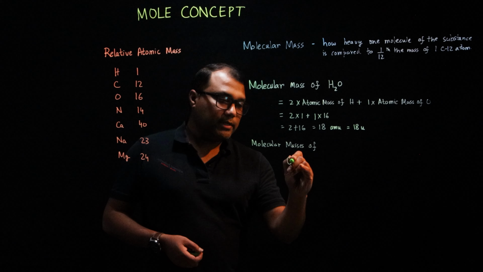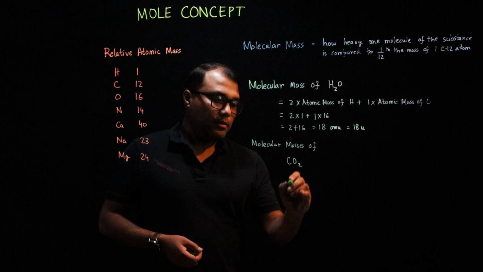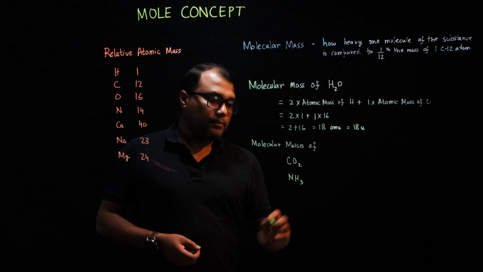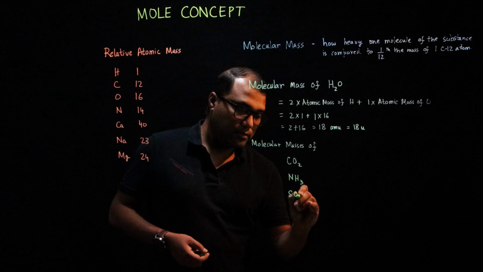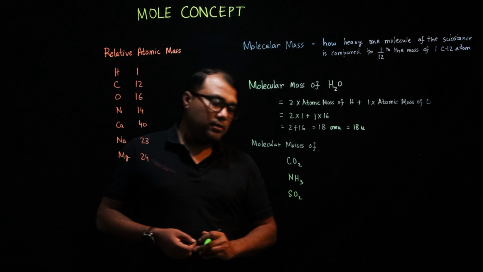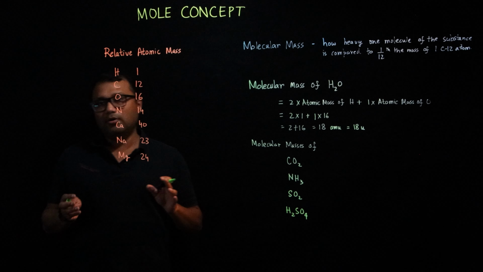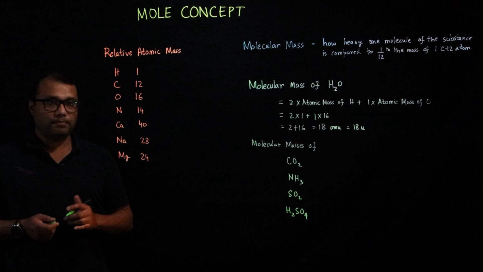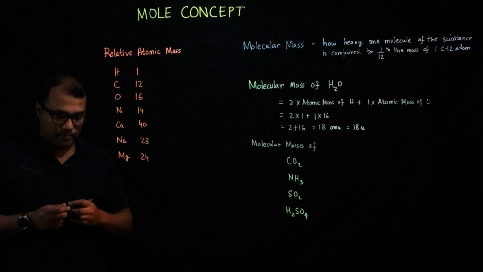Okay, similarly let's find the molecular masses of, let's say, carbon dioxide, ammonia, sulfur dioxide, sulfuric acid. Take some time to pause the video and find out the molecular masses of each of these compounds. In fact, I should also give you the atomic mass of sulfur is 32.